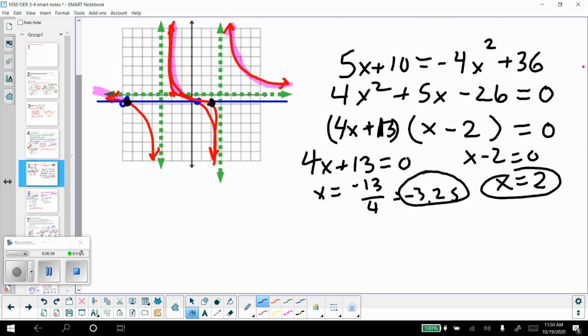Okay, so with that in mind, now we can write our intervals for where the red graph is above the blue graph. So we've got this piece over here on the left, which is going to go from negative infinity to where x equals negative 13 fourths. Or you could just use negative 3.25.